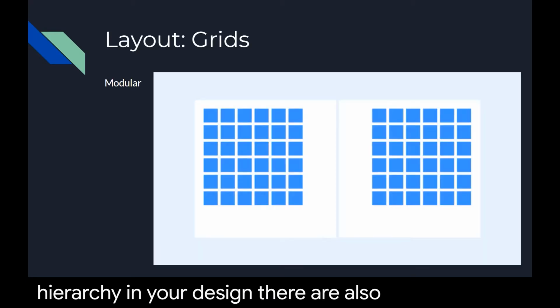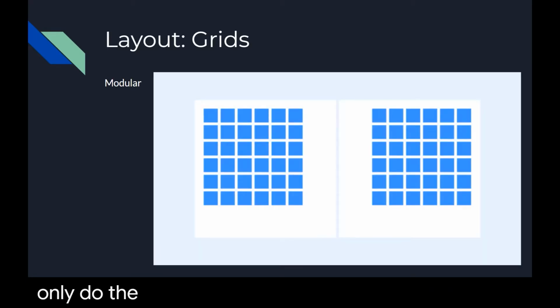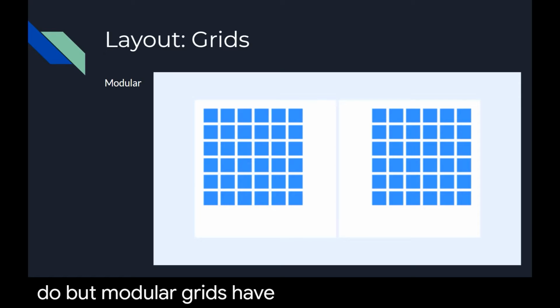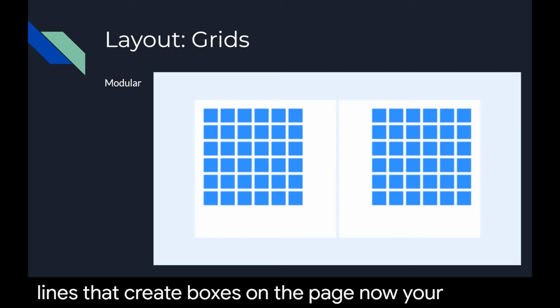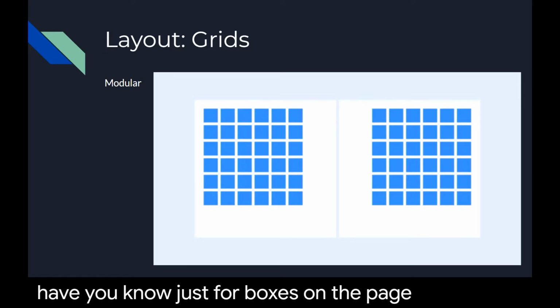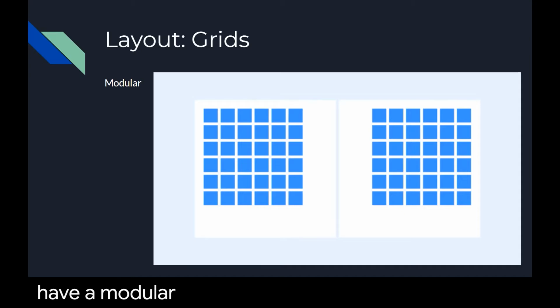There are also modular grids. Not only do they have the vertical lines that column grids do, but modular grids have vertical and horizontal lines that create boxes on the page. Now, your modulars may not be as extensive as these. You can have just 4 boxes on the page and still have a modular grid system.